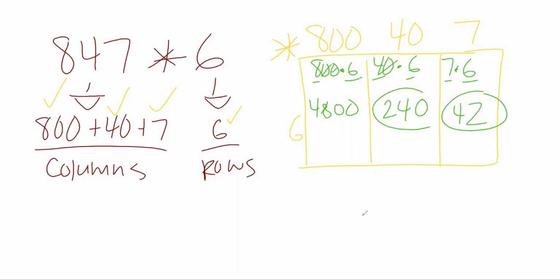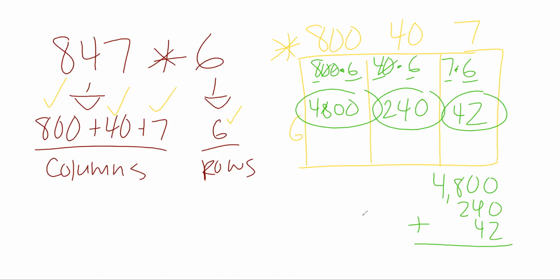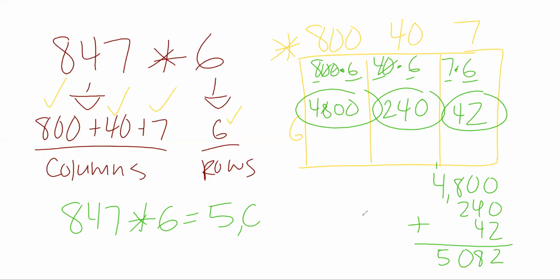So we're going to add these 3 numbers. There's 3 of them. We're going to add those together. So 4,800. Holy moly. 240, 42. Okay, now I'm making sense, I hope. So there's a 2, 8, 10, regroup 5, which means final answer, 847 when multiplying by 6 gets me 5,082.